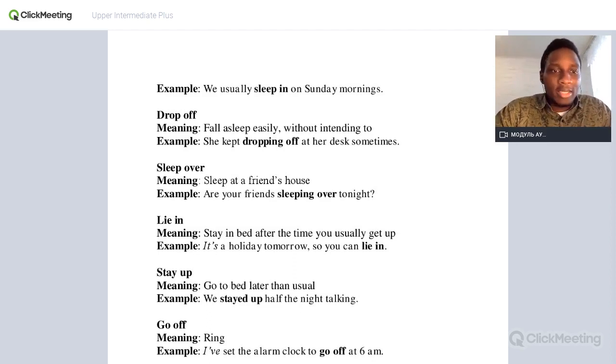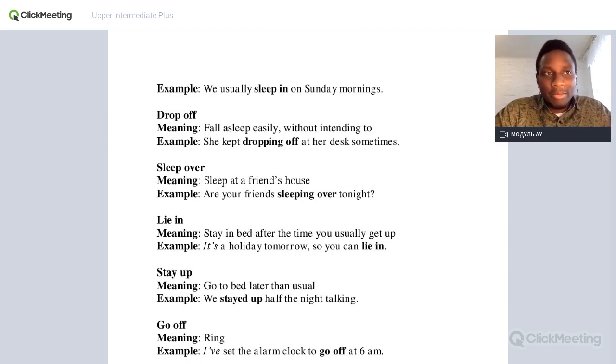Now, we're going to look at the next one. It's talking about stay up. Stay up means to go to bed later than usual. An example is: we stayed up half the night talking.